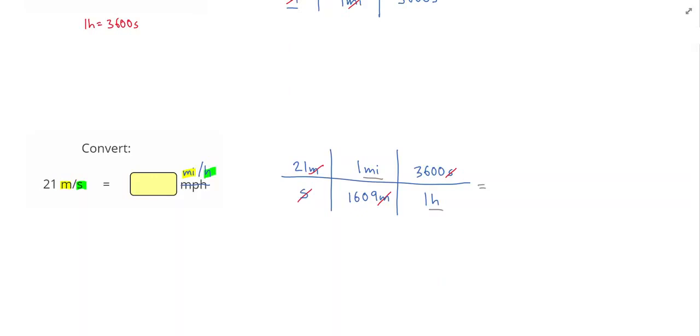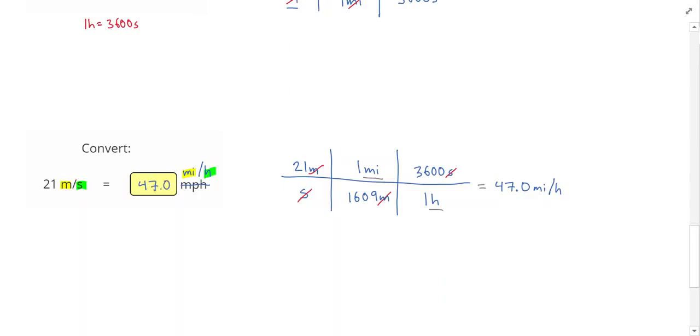So I can do 21 times 3,600 divided by 1,609. Just make sure you multiply across the top, divide across the bottom, but it doesn't matter the order. And I get 46.98, which rounds to 47.0 miles per hour, which can be written mi over h or mph.